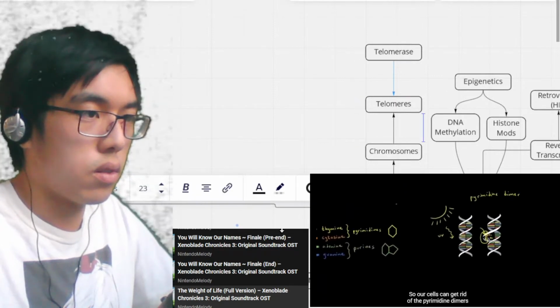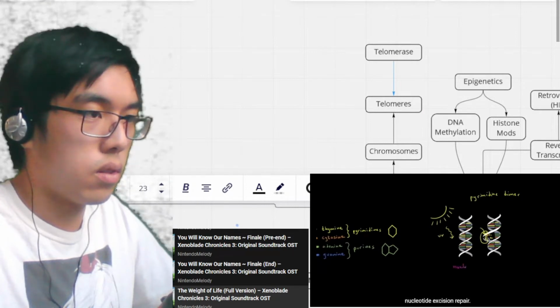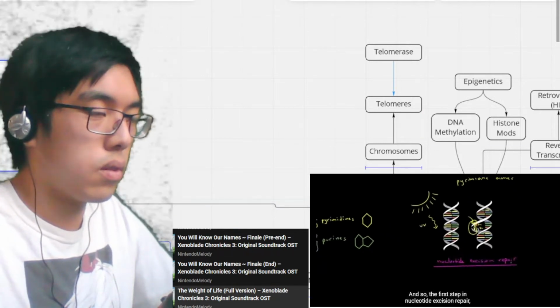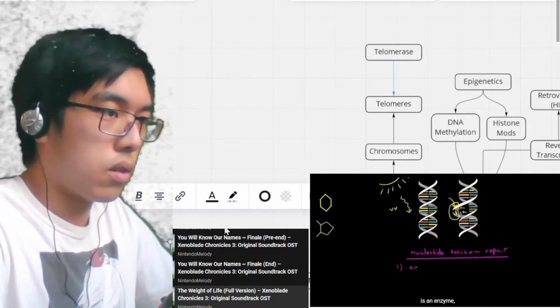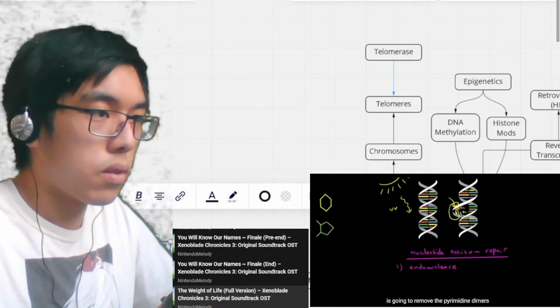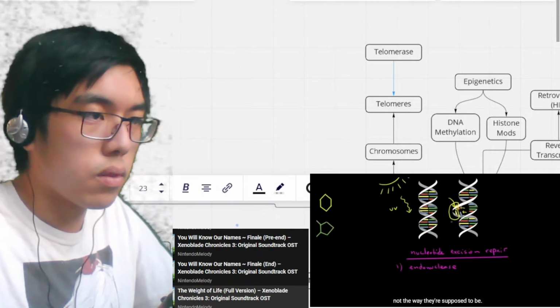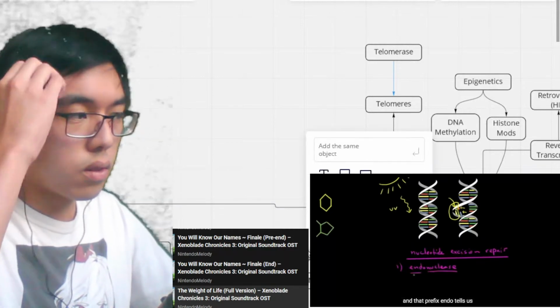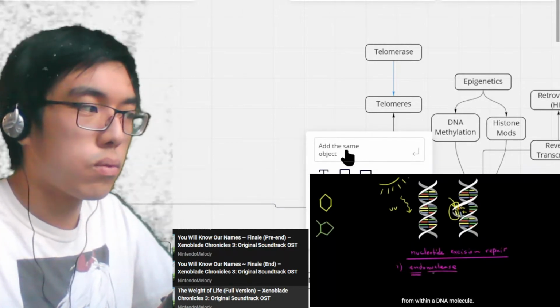So our cells can get rid of these pyrimidine dimers in a process called nucleotide excision repair. And so the first step in nucleotide excision repair is an enzyme, an endonuclease, is going to remove the pyrimidine dimers and any other nucleotides that are not the way they're supposed to be. And so I just want to pause for a second and analyze that word. So nuclease tells us that it's an enzyme that's able to cut out nucleotides, and that prefix endo tells us that it's able to cut out nucleotides from within a DNA molecule.